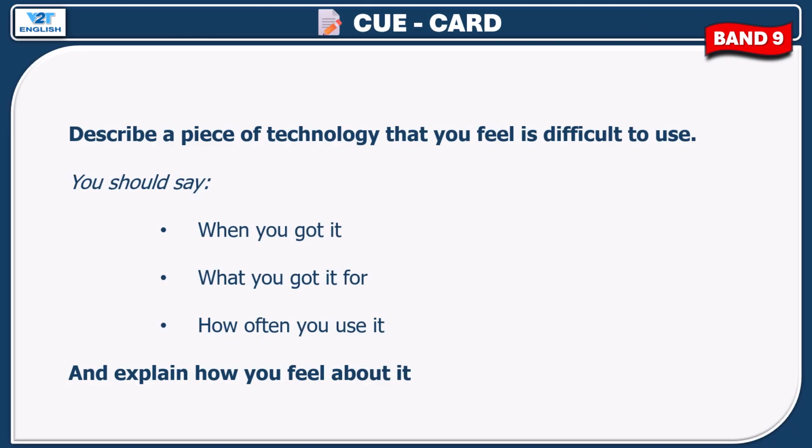Cue card. Describe a piece of technology that you feel is difficult to use. You should say when you got it, what you got it for, how often you use it, and explain how you feel about it.